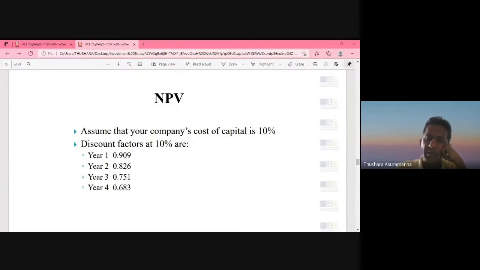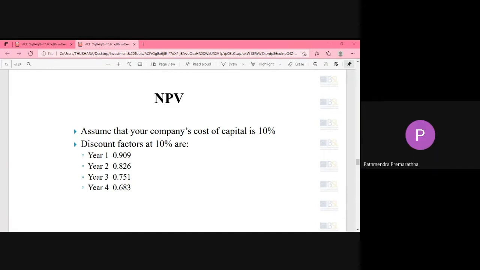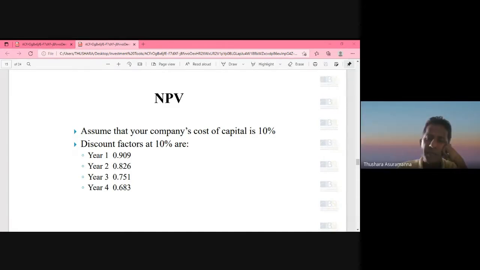Any question on computing using 1 divided by 1 plus r to the power n? Taruka, Padmendra, Judy? No, sir, clear. Clear. What about Samindri, Chandi, Hirosha? Yes, sir. Okay, fine.